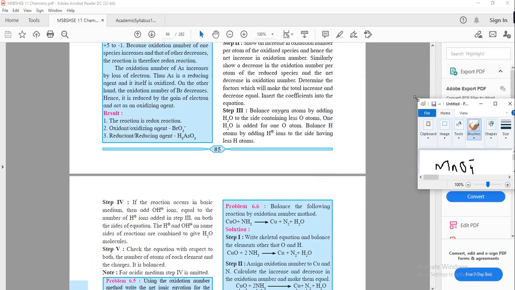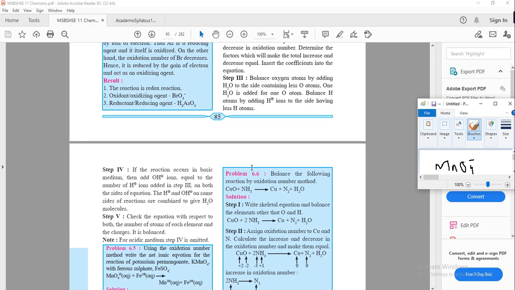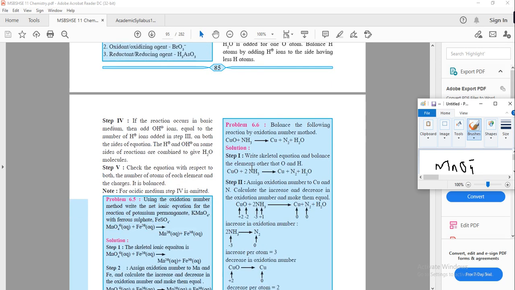Balance the oxygen atom by adding H2O to the side containing fewer oxygen atoms. One H2O is added for one oxygen atom. So how do we balance the oxygen? Oxygen is balanced by adding H2O to the side where the oxygen atoms are fewer. And hydrogen is balanced by adding H plus ions to the side having fewer hydrogen atoms.